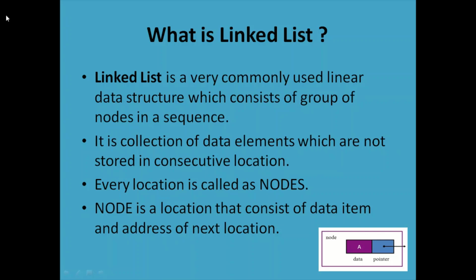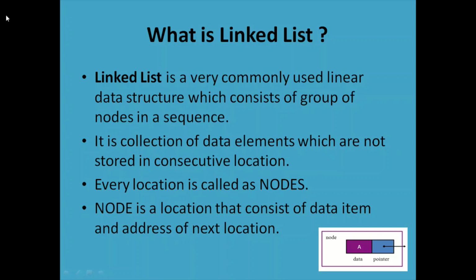It is a collection of data elements which are not stored in consecutive locations. In case of an array, the data are stored in consecutive locations, that is, one after another. But in a linked list, the data is not stored one after another. One may be stored in one location, one more data will be stored in some other location. So they are not in consecutive locations.